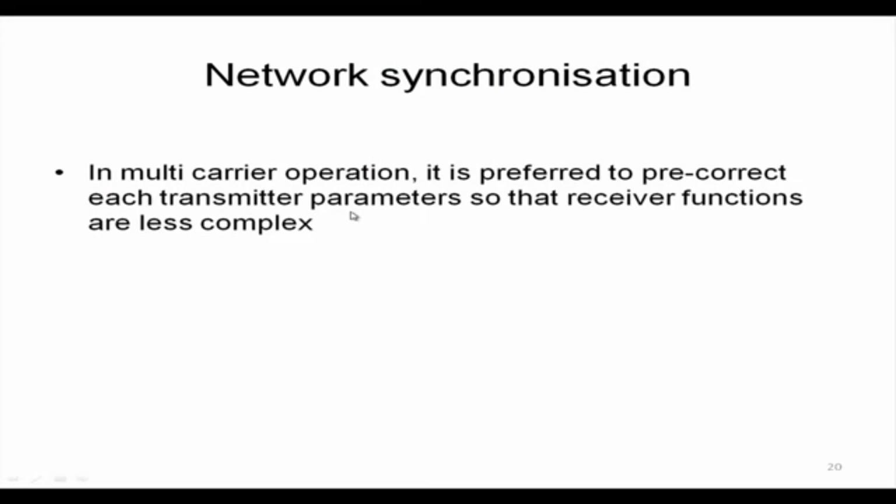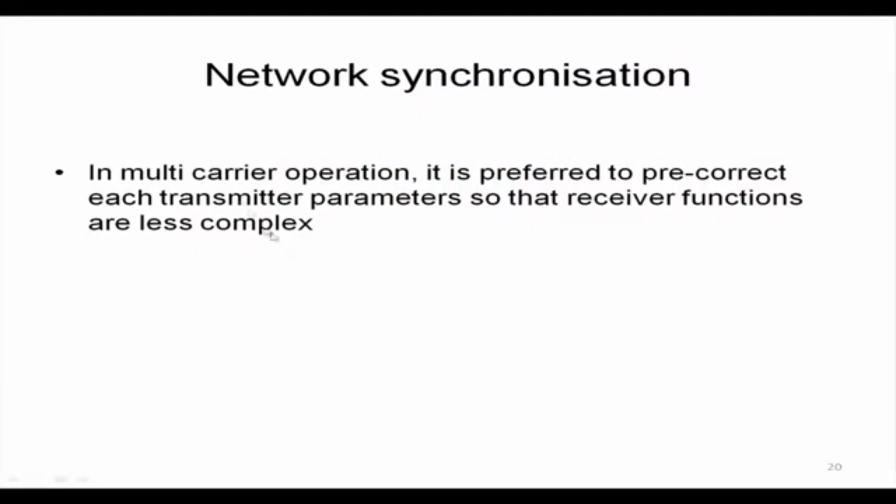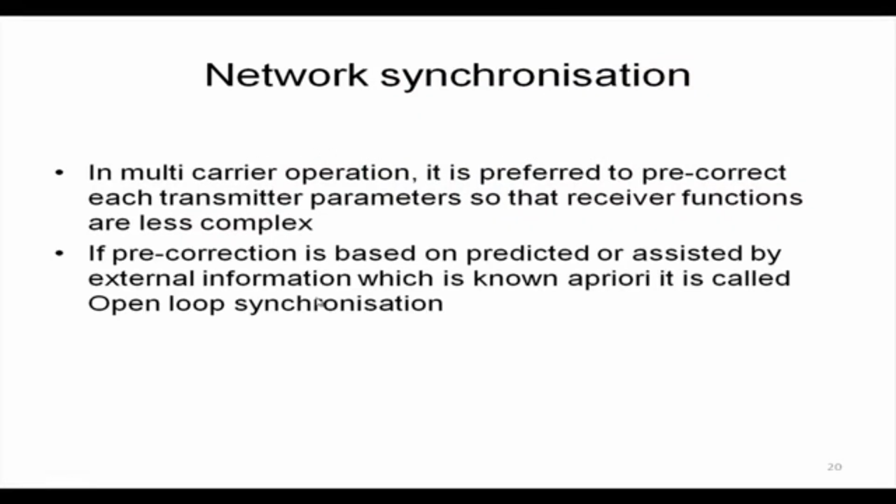Now, in that case, the satellite receiver, for each of the bursts, has to have an arrangement of synchronization. Instead, if it is known where the satellite is at the time frame of the burst, the transmitters can pre-correct and transmit, so that the receiver does not have to make a complex arrangement. The complexity is distributed over the transmitter. So, that is network synchronization.